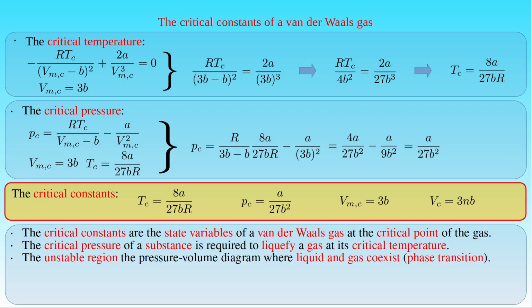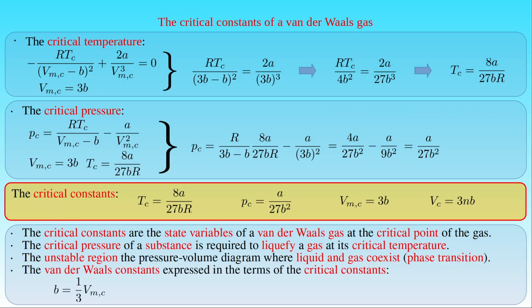We also mentioned in the previous section that the van der Waals constants of a gas can be determined from its critical constants. We immediately see that the volume correction constant B can be expressed by 1 over 3 times the critical molar volume V sub mc, whereas the pressure correction constant A is equal to 27 times B squared times the critical pressure Pc. The latter can also be written as 3 times the square of 3 times B, times Pc, that is 3 times V sub mc squared times Pc.